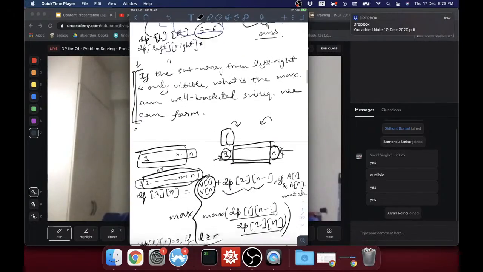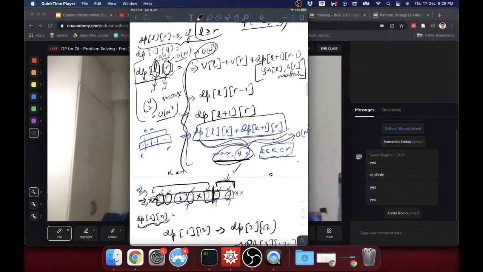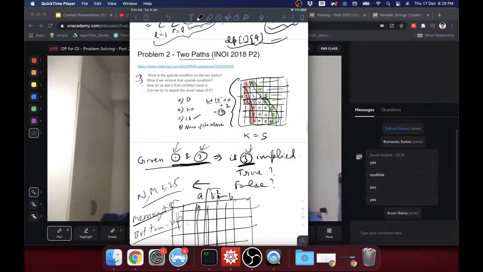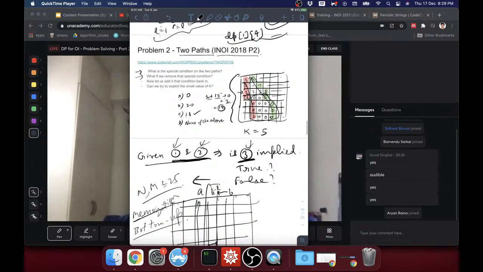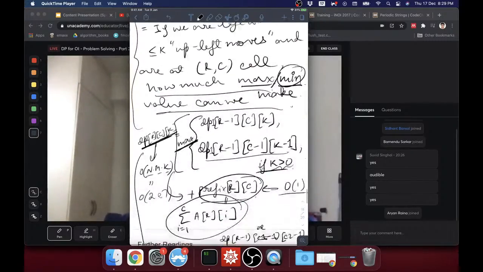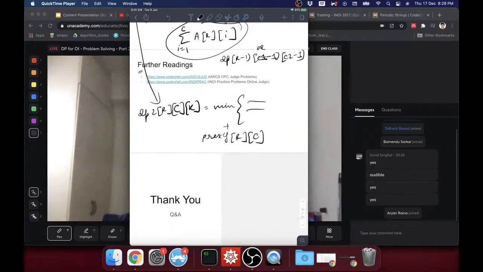And then I think we discussed the implementation of this problem as well. Then we did 2 parts, which was an INOI 2018 problem. The idea was to have problems in increasing order of difficulty. Afterwards, I forgot to show you this slide which I prepared last time, which was about further readings.